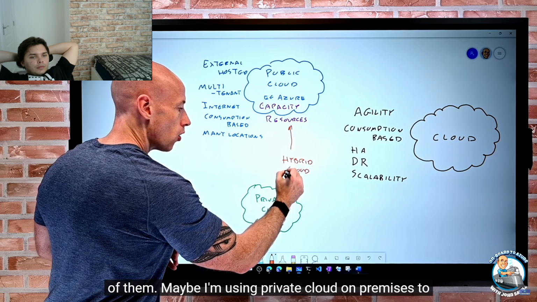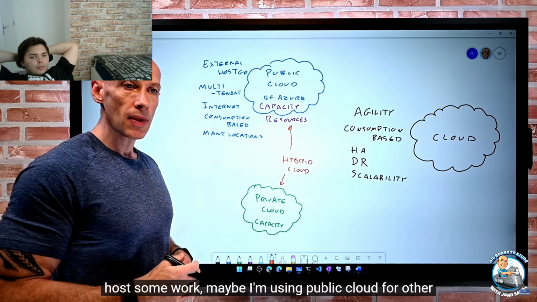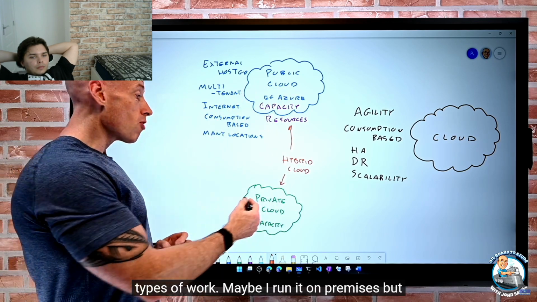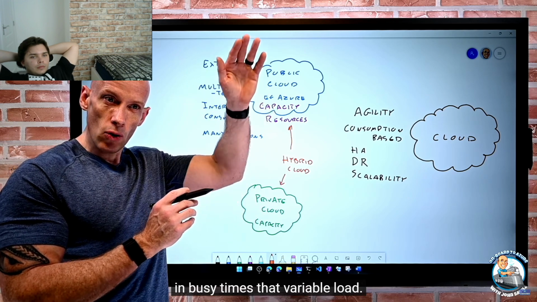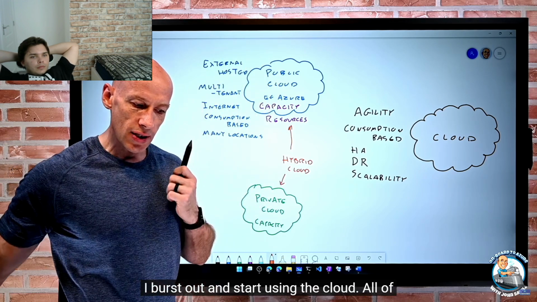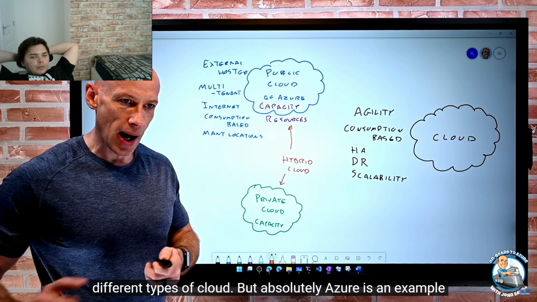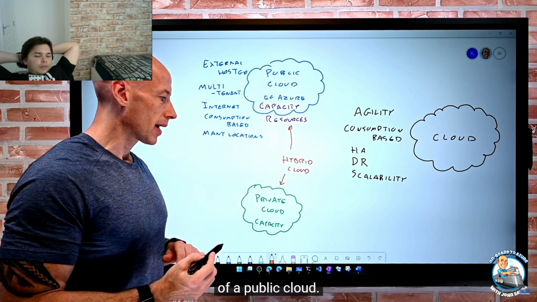Maybe I'm using private cloud on premises to host some work. Maybe I'm using public cloud for other types of work. Maybe I run it on premises, but in busy times, that variable load, I burst out and start using the cloud. All of those things are available to me. So I have these different types of cloud, but absolutely Azure is an example of a public cloud.